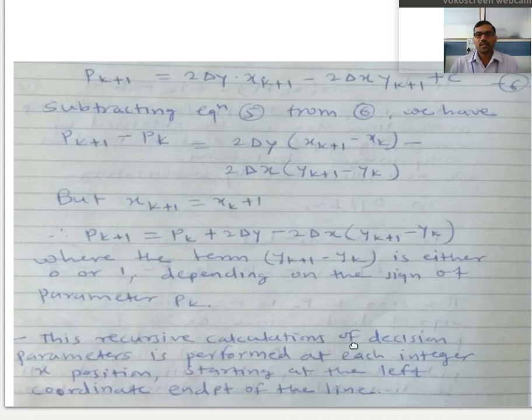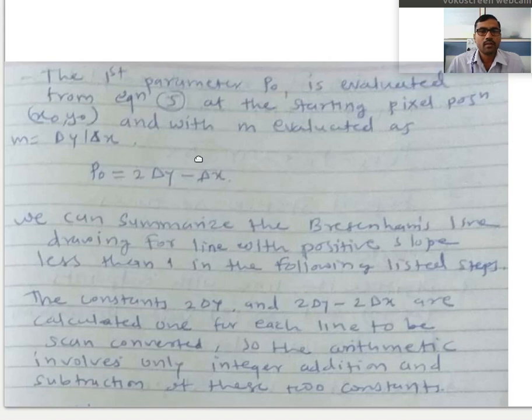So this recursive calculation of the decision parameter is performed at each integer x position, starting at the left coordinate endpoint of the line. The first parameter p0 is evaluated from equation 5 at the starting pixel position x0, y0, and with m evaluated, that is the slope, as delta y divided by delta x, p0 is equal to 2 delta y minus delta x.